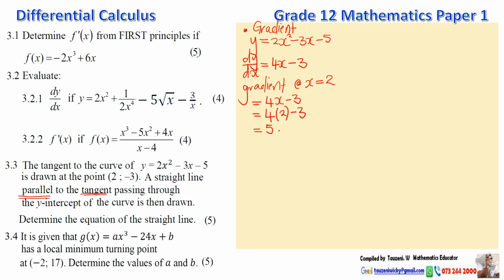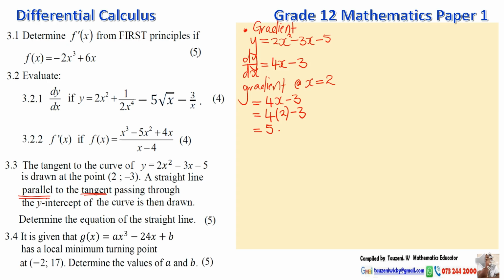Now, if I were to change the word parallel here and put the word perpendicular, then you will need to know that the product of the gradients of perpendicular lines is equal to -1. So after getting the gradient, we have to use it to find the gradient of the line which is perpendicular to it. In this case, we want the equation of a line which is parallel to the tangent. Therefore, we are going to use the gradient of the tangent, because parallel lines have equal gradients.